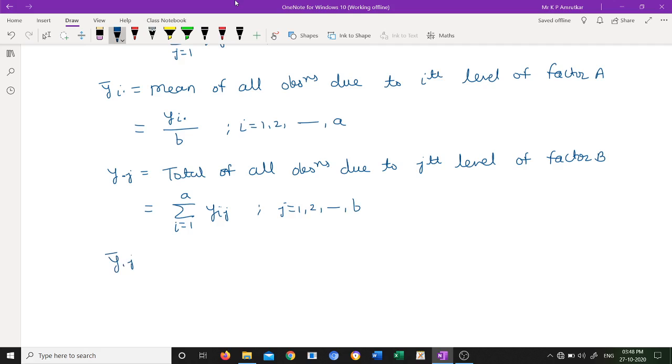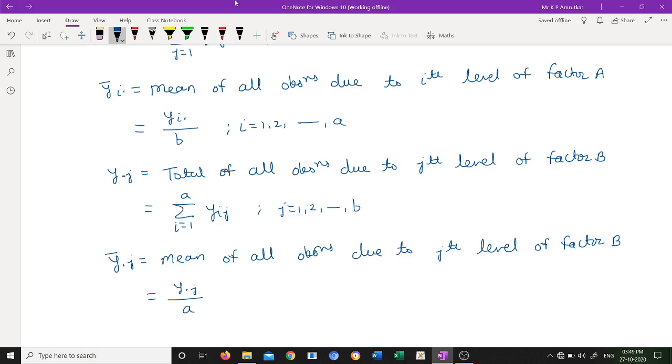Now y bar dot j means the mean of all observations due to the jth level of factor B. Now this mean is obtained by the total of all observations due to the jth level of factor B divided by the number of observations, and this total we denote by y dot j, and the total number of observations is a. So this will be y dot j divided by a. This is for all j equals 1 up to b.